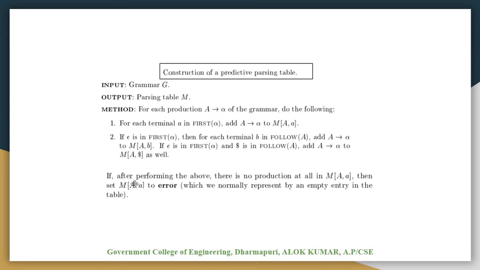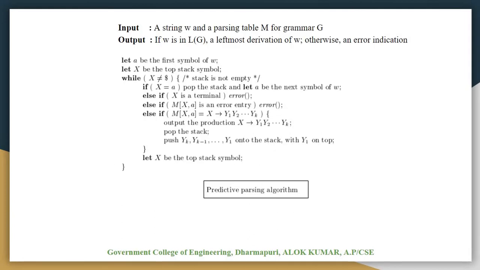And one more thing: suppose some cells are empty in the predictive parsing table, at that time we say that entry is an error. If after performing the above there is no production at all in the table entry, then set it to error. By default we say it is an error if some entry is empty. We will see this with the help of an example.